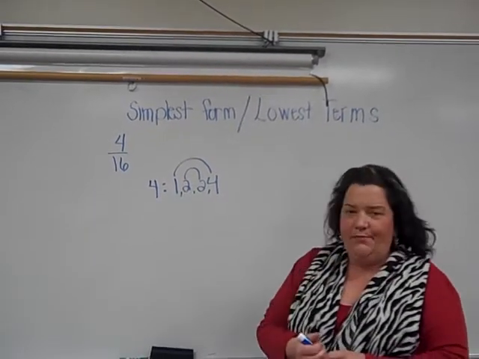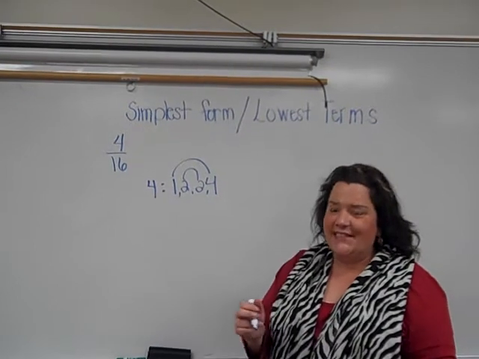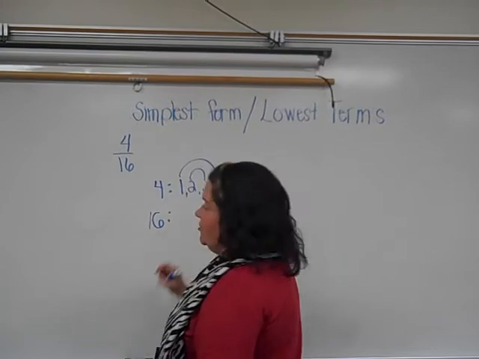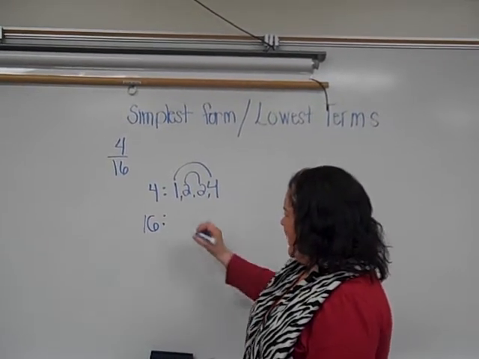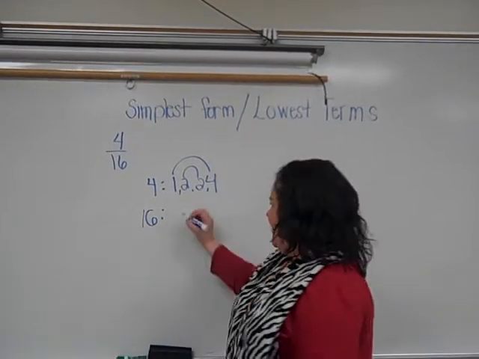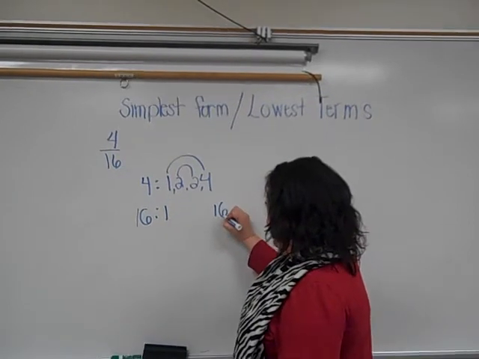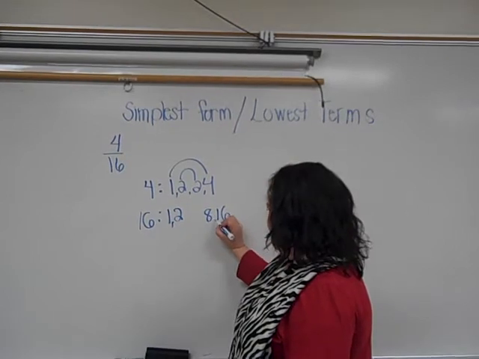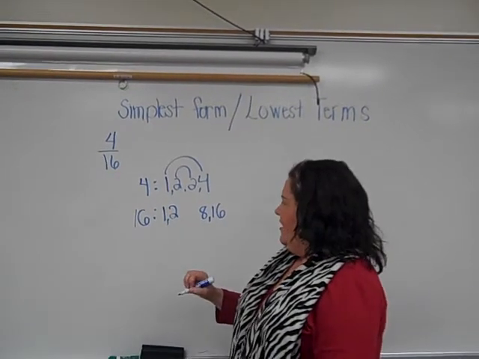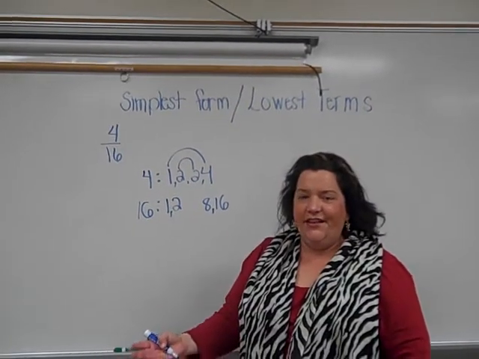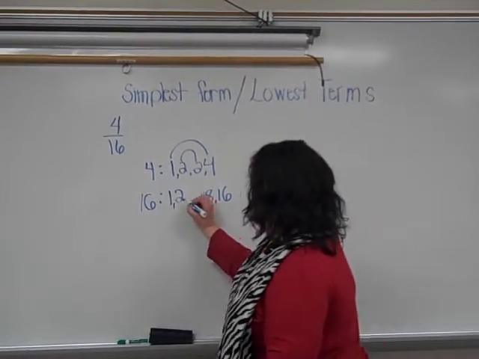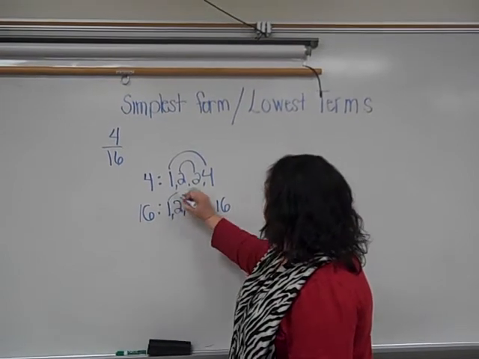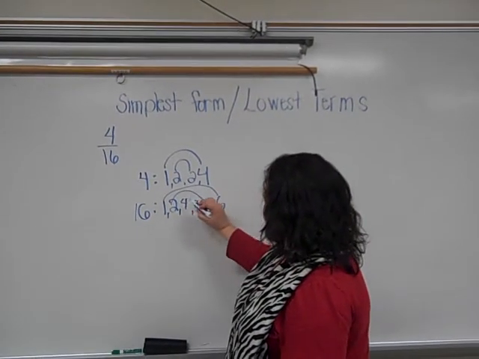Let's go ahead and do the factors of 16. So the first factor pair would be 1 and 16. We know 2 and 8. 3 can't go into 16 evenly, but 4 can. So I'll put my 4 and 4. I'll connect the factor pairs with my rainbow stripe.